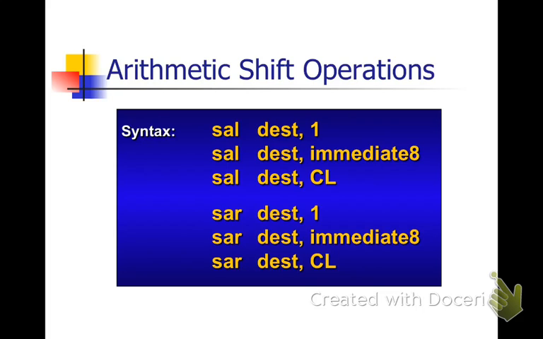Arithmetic shift operations, I've actually got 3 different sets. Arithmetic shifts to the left here, and then arithmetic shifts to the right. The destination, fine, but how I handle the source. It's either going to be a 1 or an 8-bit immediate value, or if I'm going to be doing this inside a loop and I want to make it a little more efficient, I can put that 8-bit immediate value in CL. Okay, same thing with the arithmetic shift to the right.